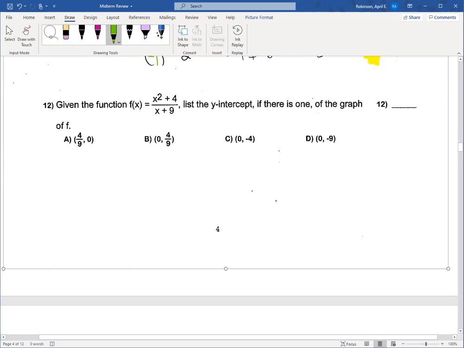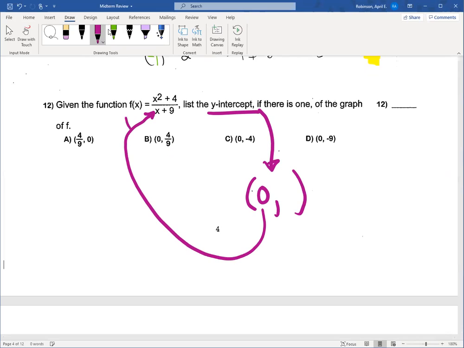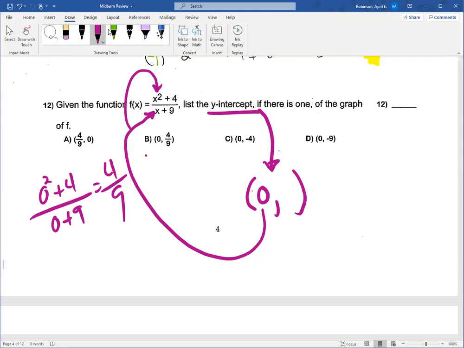Okay, given the function f of x equals, list the y-intercept. All right, the y-intercept is when x is 0. So I am going to plug 0 where x is here, and also x is there. And won't you just be left with the 4/9? You'd have 0 squared plus 4 over 0 plus 9. That's just going to be 4 over 9. So it's 0, 4/9. It is choice B.